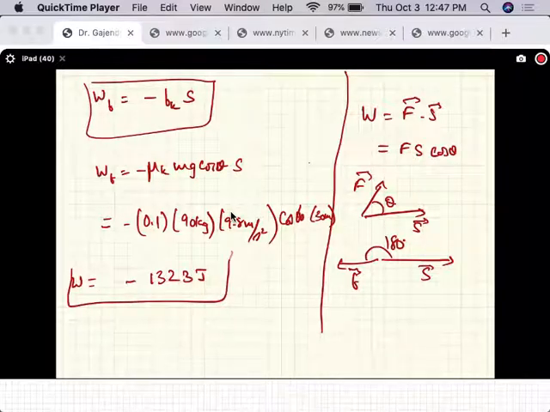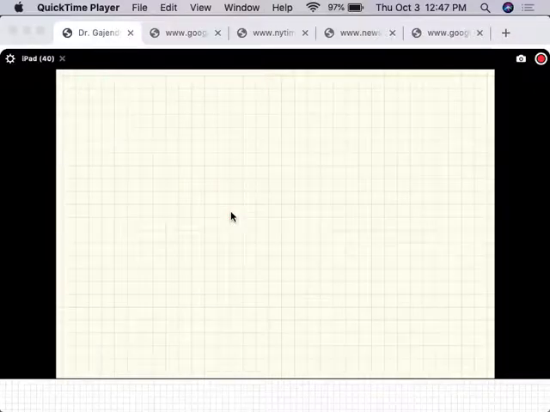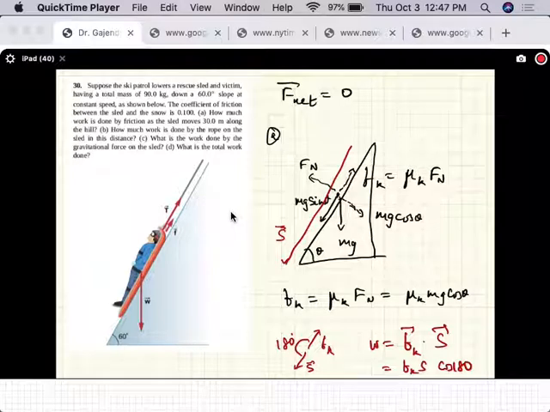So that's how much work friction does: minus 1,323 joules. Now let's look at part B.